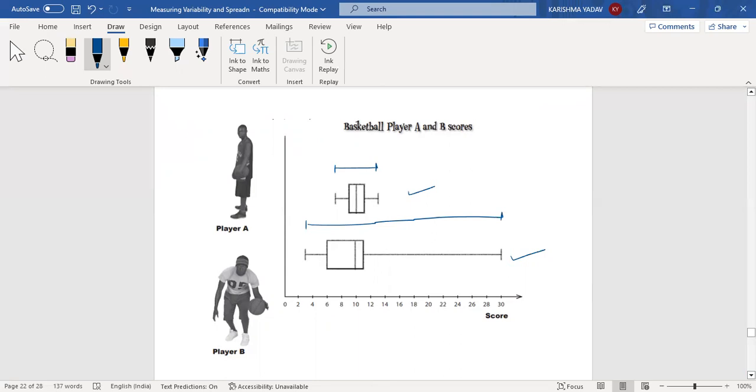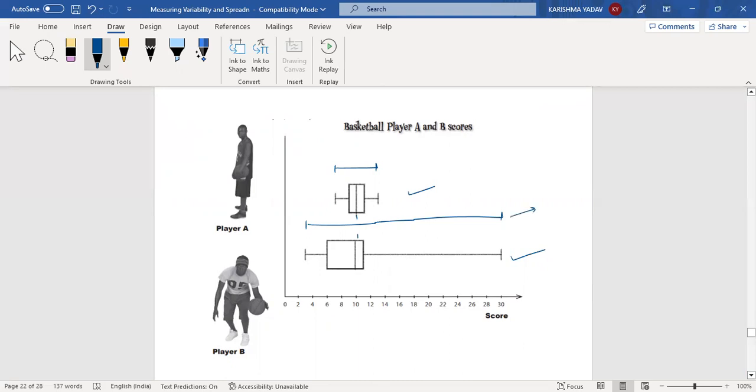Okay, and player A's median score is a bit higher than player B's. This is the median for player A, and this is the median score for player B, and that is somewhat higher than player B's. Now, player B has a very large range. Sometimes this player scores a lot higher than player A, but sometimes a lot lower.